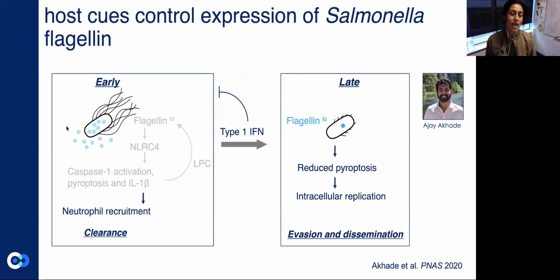And so the host has to shut down this axis to avoid immunopathology. But what we find is that Salmonella actually takes advantage of this NLRC4 and caspase-1 low and cell death low environment to survive intracellularly, evade innate immune detection, and disseminate to higher bacterial loads systemically. And so, this was quite a self-contained study.